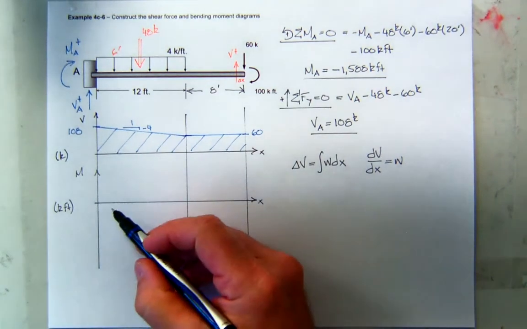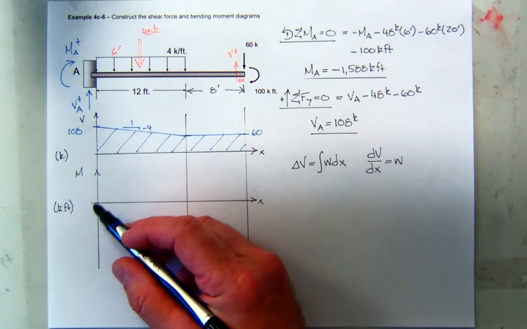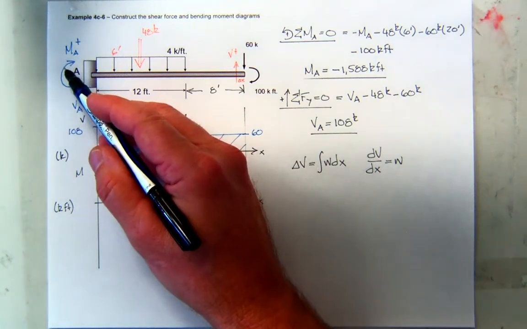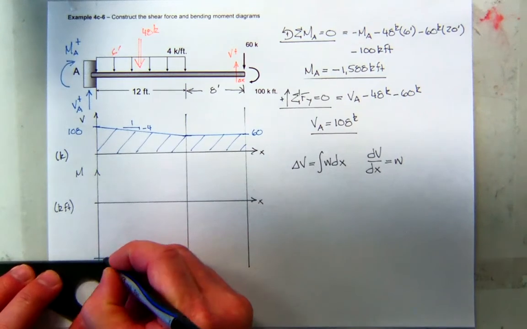And what's the moment at A? The bending moment at A. Did we solve for that? We did. And what is it? Negative 1588.